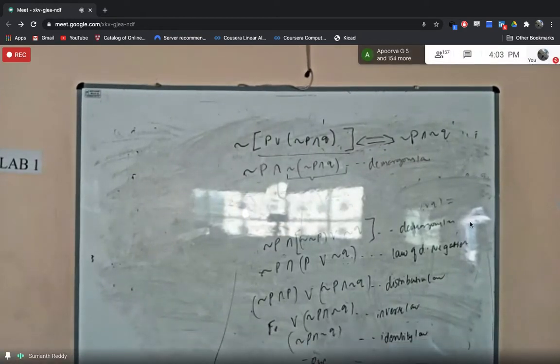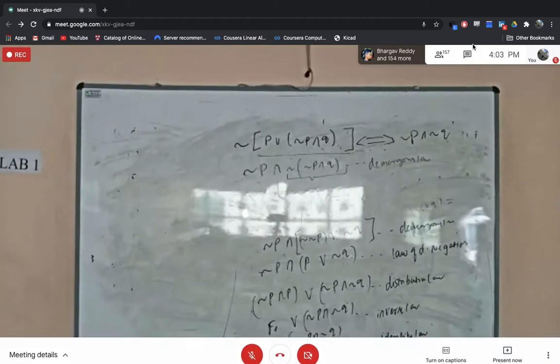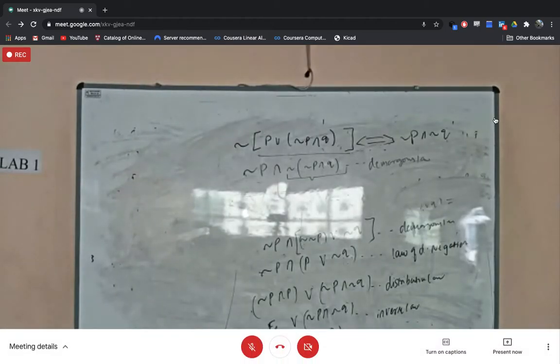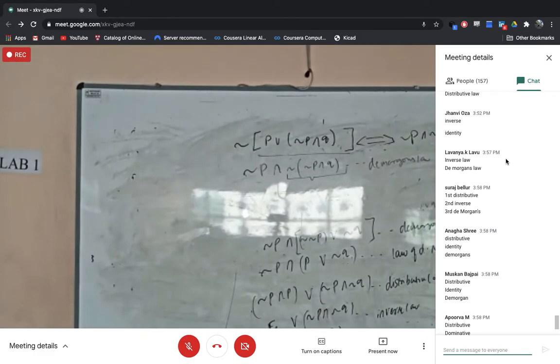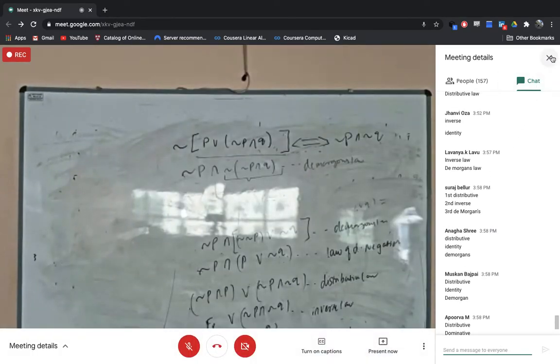Okay, Anaga, you are asking one doubt. What is this? Sir, can't we solve the inside bracket part first using the distributive law, then identity, and then apply the demand? See, actually, I told you, right? If you don't break any rules, you can solve it using different methods. You can apply any method, but the thing is, you should not break any rule.